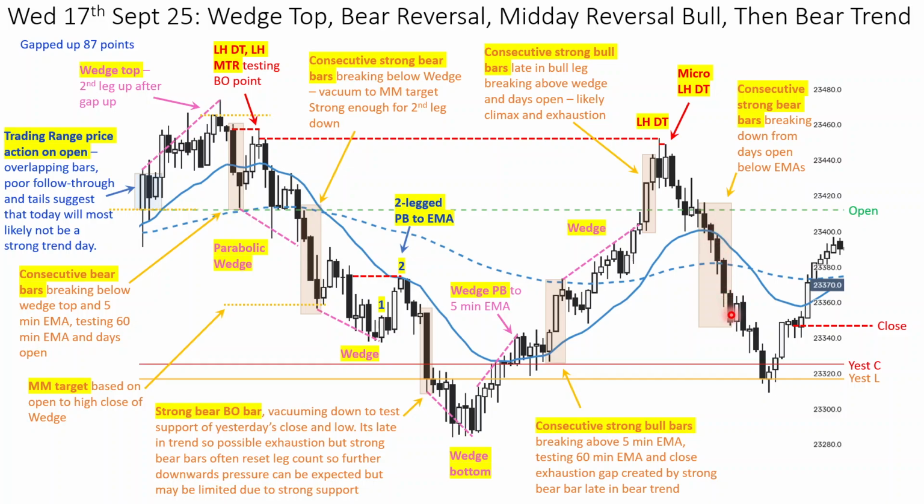Again, resetting the leg count, going on to form a small wedge and higher low double bottom, again testing the support levels of yesterday's close and low, which then led to 3 consecutive strong bull bars going into the close, which again was strong enough to expect a second leg up, and we can see that price continued to go up after the close of the market.